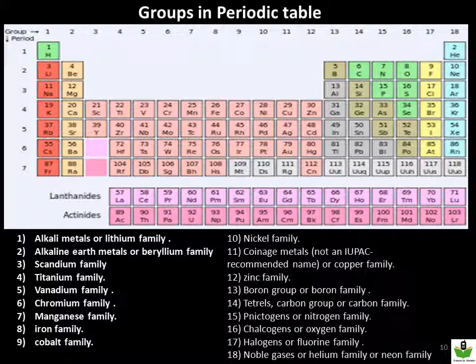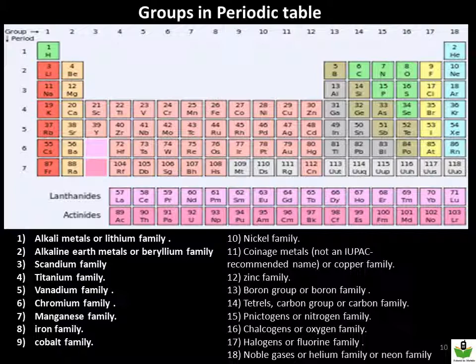Let's discuss different groups in the periodic table. Group 1, alkali metals or lithium family. Group 2, the alkaline earth metals or beryllium family. Group 3, the scandium family, consisting of the rare earth elements plus the actinides. Group 4, the titanium family. Group 5, the vanadium family. Group 6, the chromium family. Group 7, the manganese family. Group 8, the iron family. Group 9, the cobalt family.